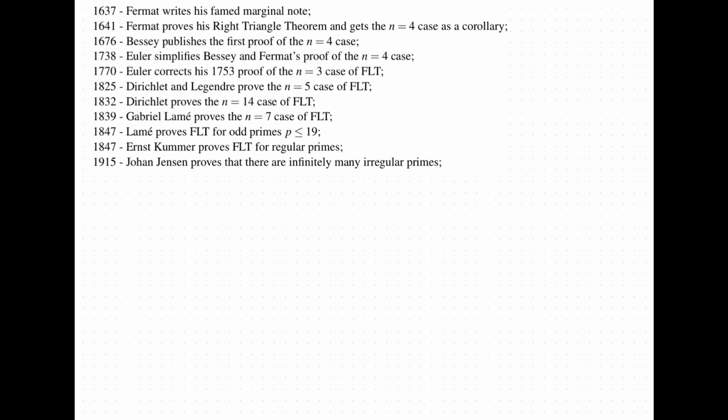Of course, we could make the argument that Fermat did in fact have a proof of the n equals 4 case, since as we saw, proving Fermat's theorem in the n equals 4 case by means of the right triangle theorem is an easy consequence once we use Diophantus's right triangle theorem.